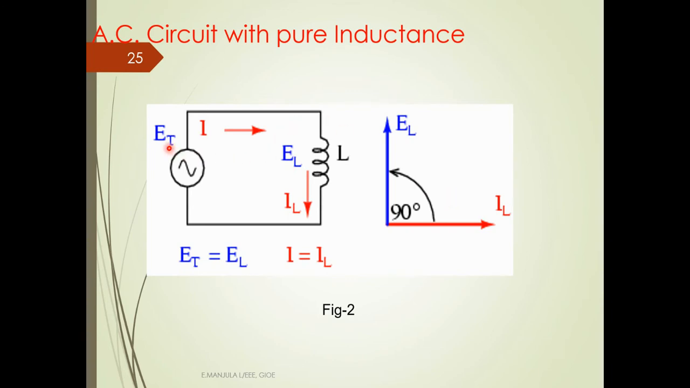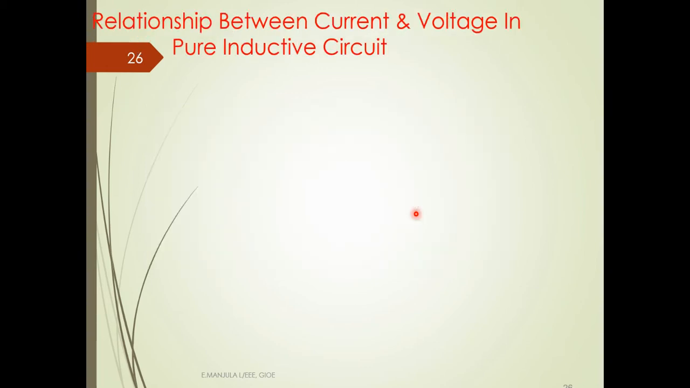Here this is an inductor L, and an AC voltage source is connected to the inductor. You can see this is the current IL which is passing, and this is the current which is coming out. Both are the same as it is a series circuit. Here EL and IL are shown in a vector diagram. As it is a pure inductor, the current always lags the voltage by 90 degrees.